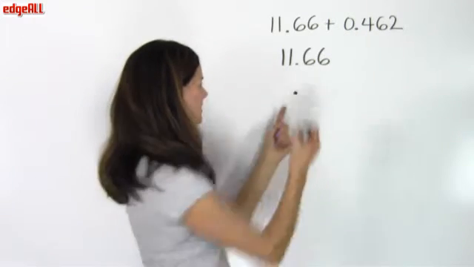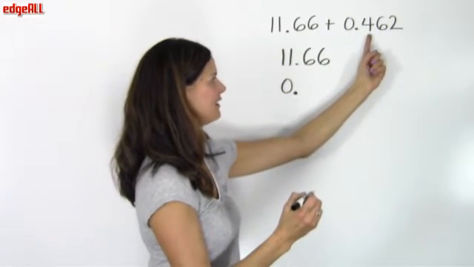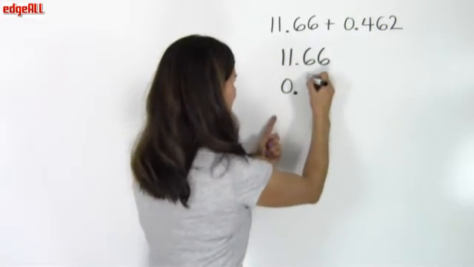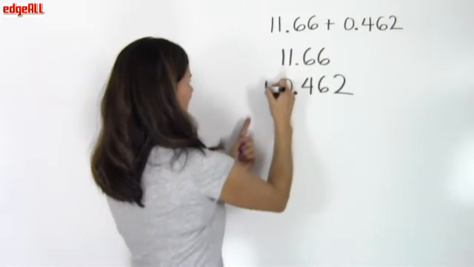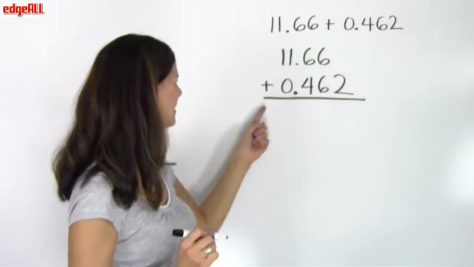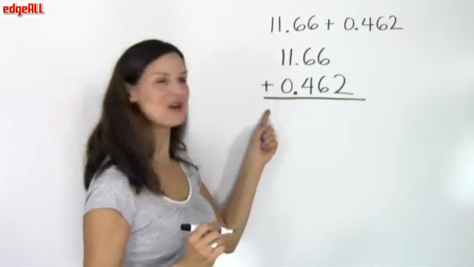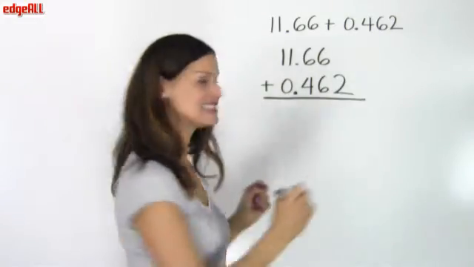And then I write my number. I've got a 0 here before the decimal point, and then 462. So I write my 4, my 6, and my 2. I want to add these two together, so I put my plus sign there and line them up. And then what I'm going to do is right here in this space, I'm going to place a 0.